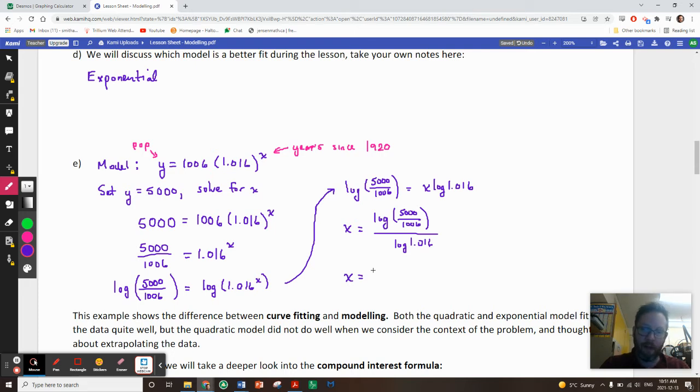Log of 5,000 divided by 1,006, divided by the log of 1.016. You should try it too. I got about 101, and again, that is the years since 1920.